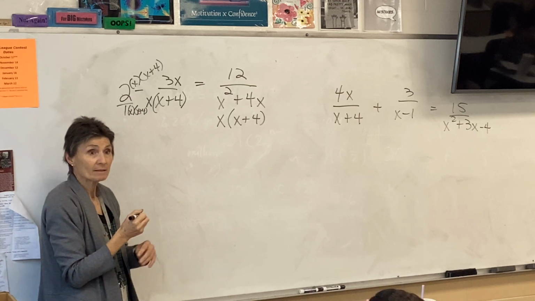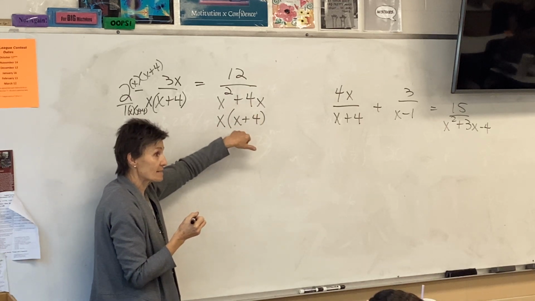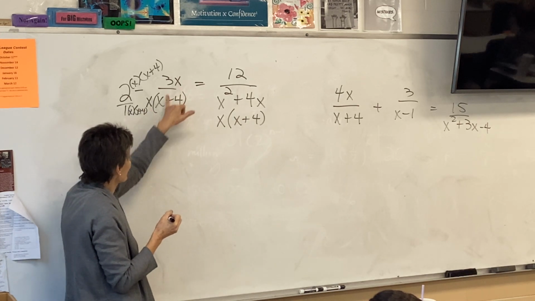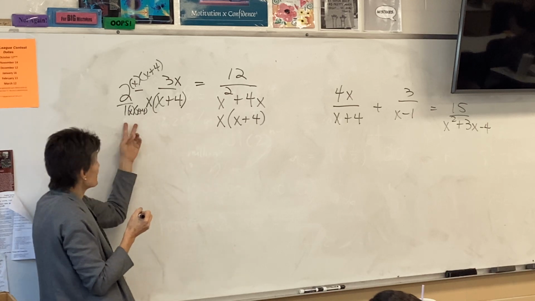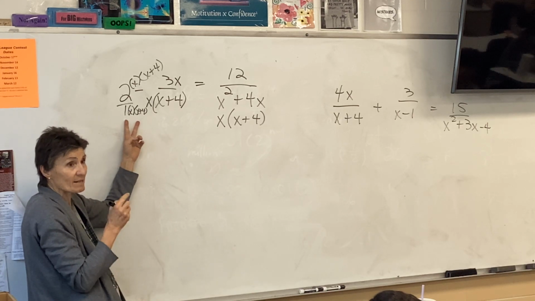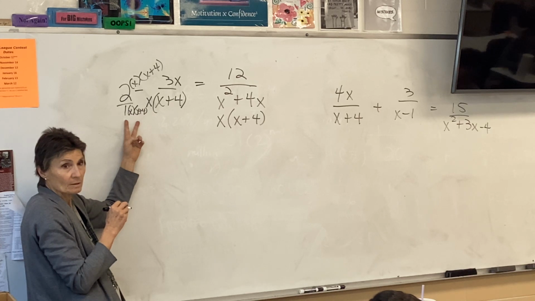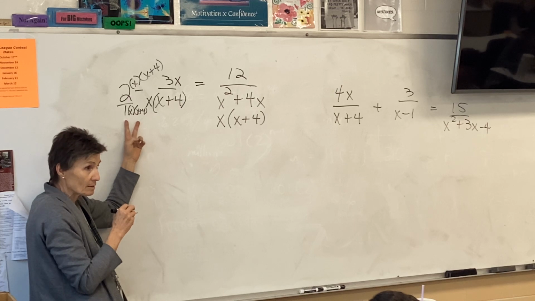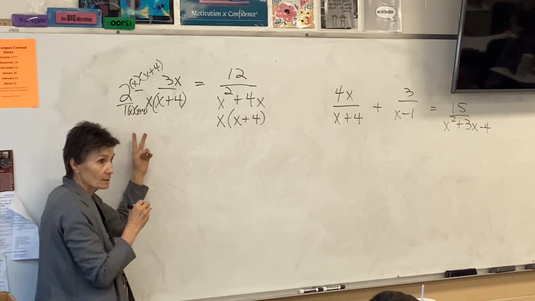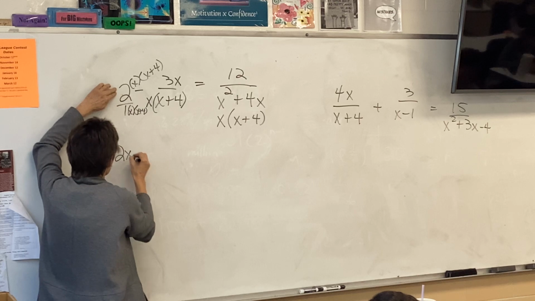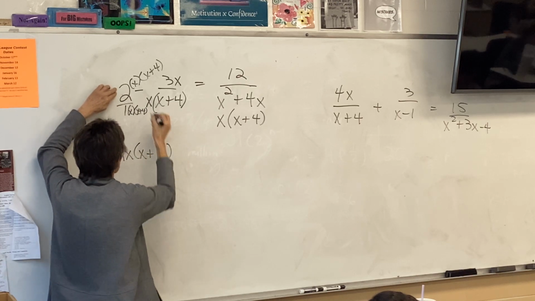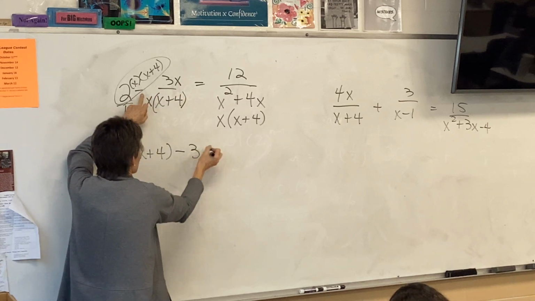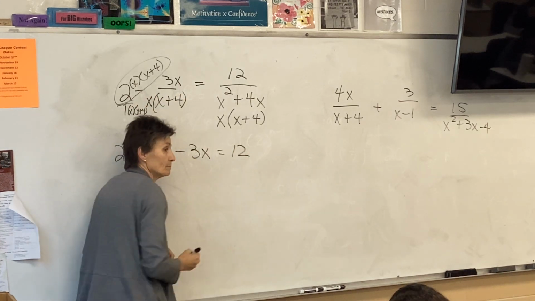Does everybody see that? This denominator has an x and an x plus 4. This one needed an x in order to match, and this one needed the whole shebang because it didn't have anything to start with. Now they're all the same. So what does that mean? I don't need them anymore. So I'm going to have 2x, x plus 4, that's this, minus 3x equal to 12.